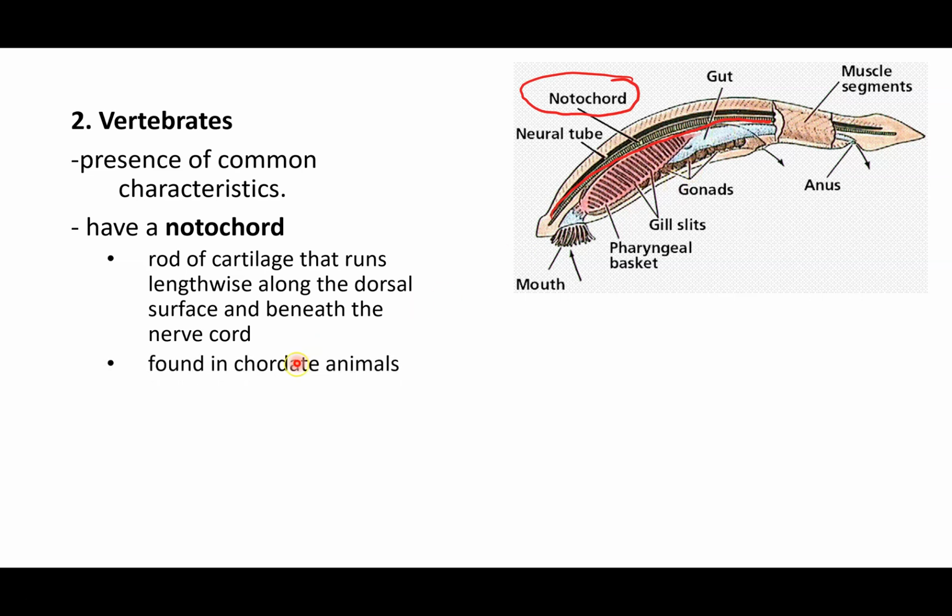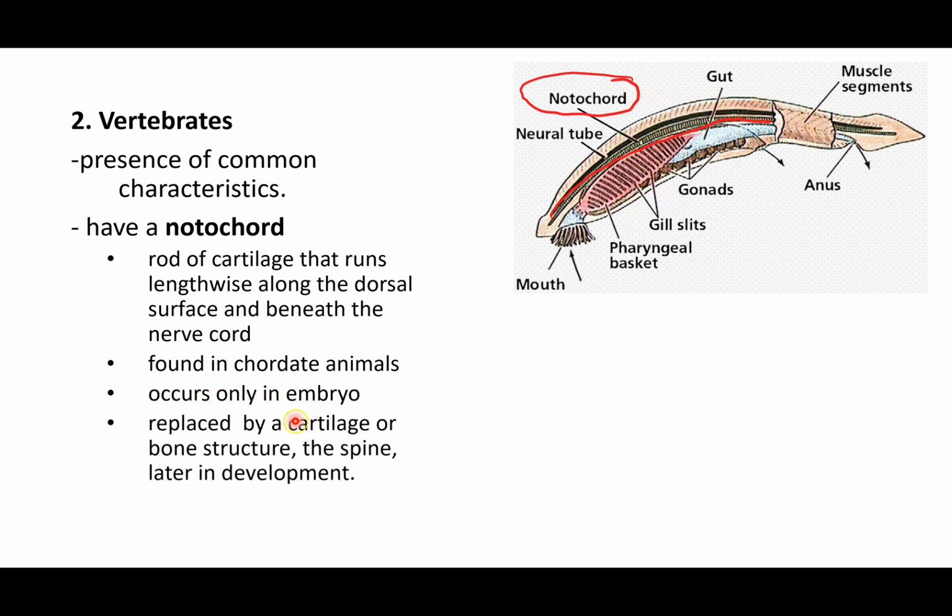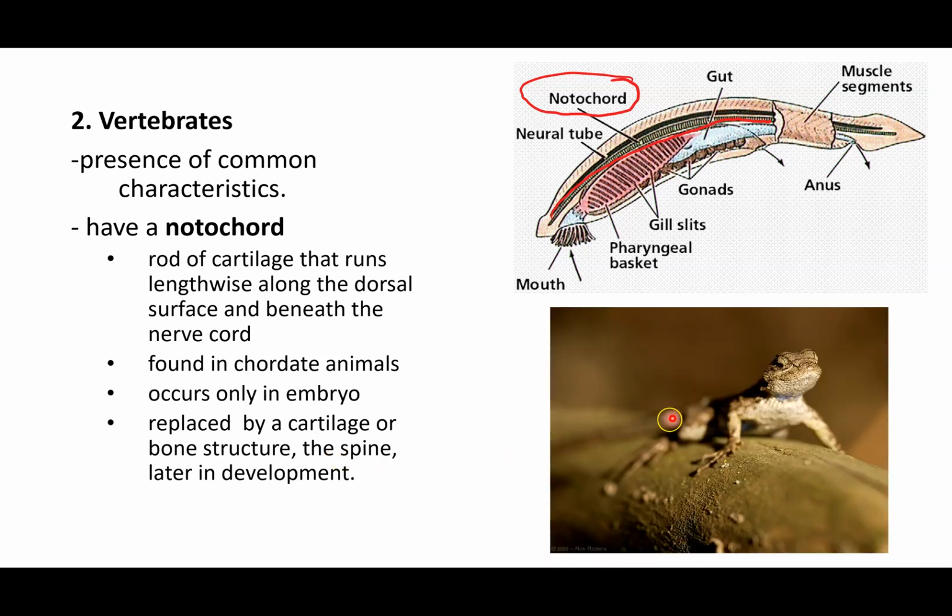Now the notochord is found in chordate animals, which are vertebrates. It occurs only in the embryo stages, and is replaced by a cartilage or bone structure known as the spine later in development. So it's only present in the embryo stages, and it's going to be replaced by cartilage and later on becomes the spine in later development. So this is an example of a lizard with a notochord in the early stages only. In the mature one, it gets to be replaced by a cartilage or bone structure.